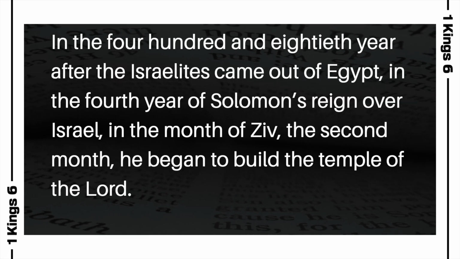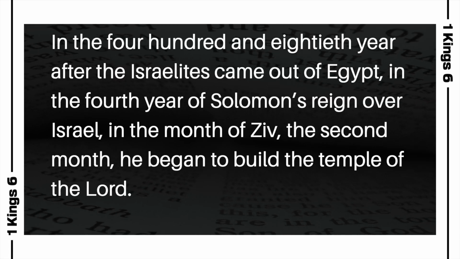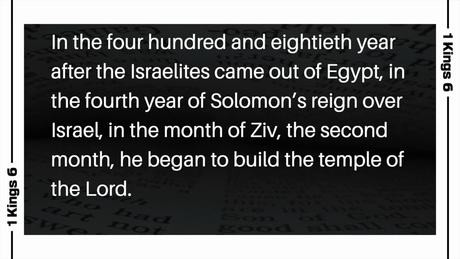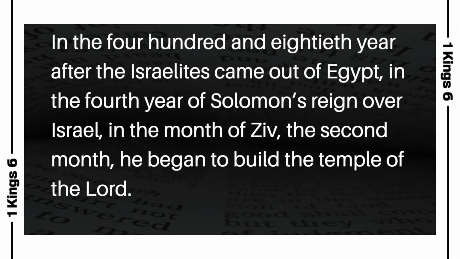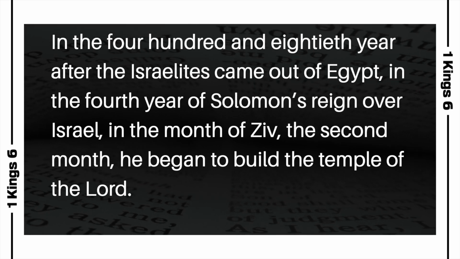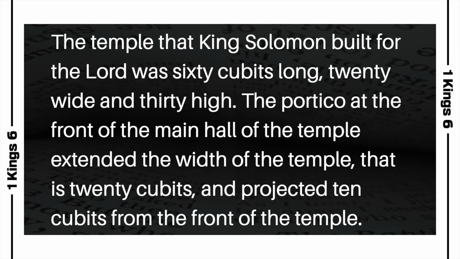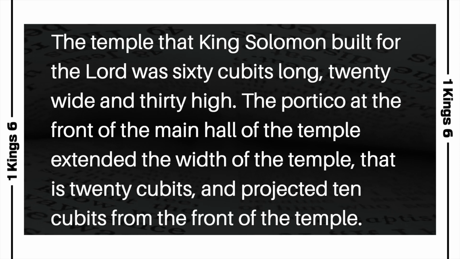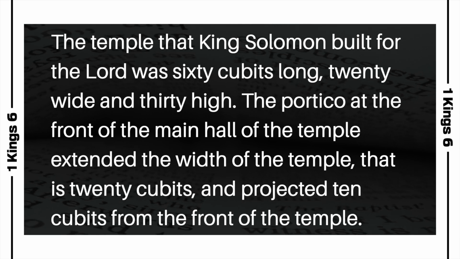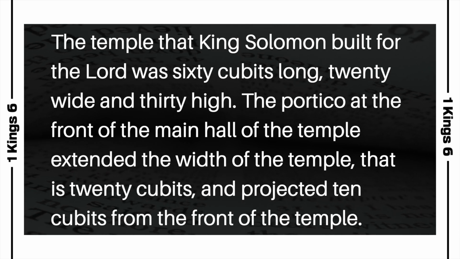1 Kings chapter 6. In the 480th year after the Israelites came out of Egypt, in the 4th year of Solomon's reign over Israel, in the month of Ziv, the 2nd month, he began to build the temple of the Lord. The temple that King Solomon built for the Lord was 60 cubits long, 20 wide, and 30 high.